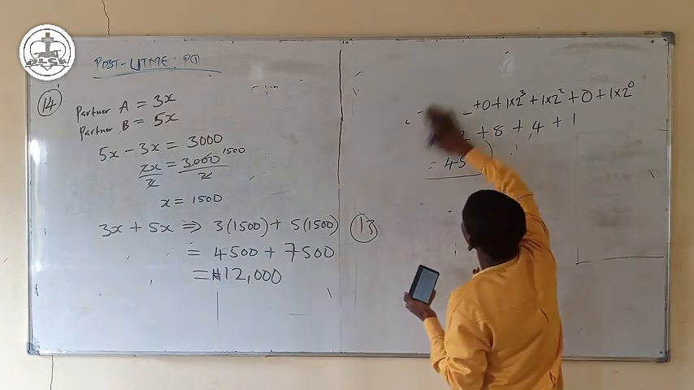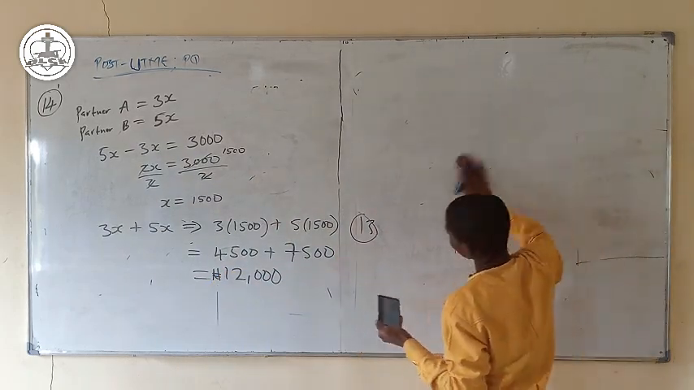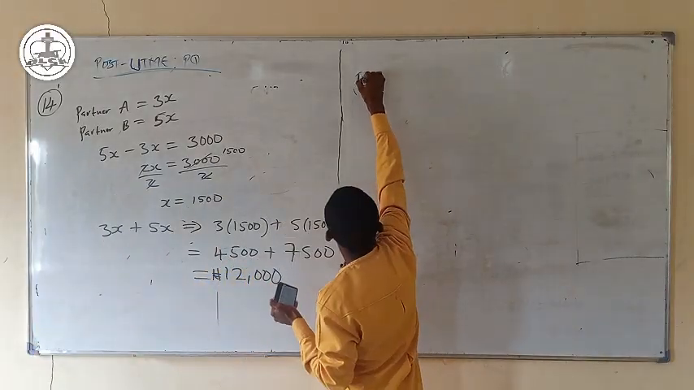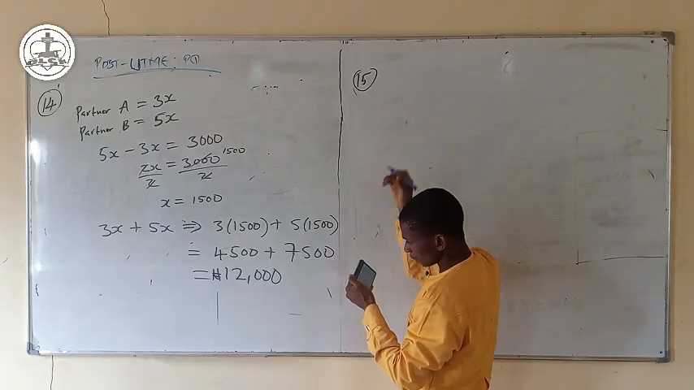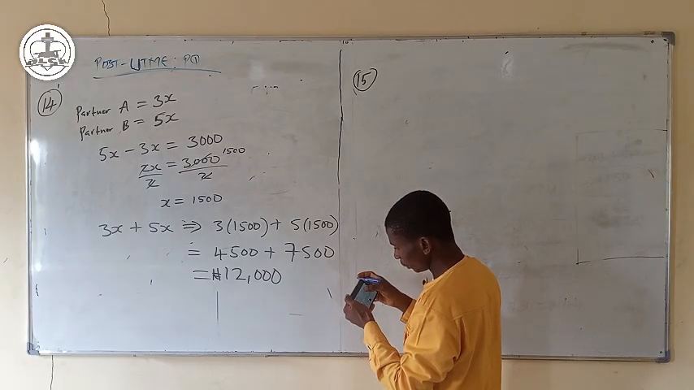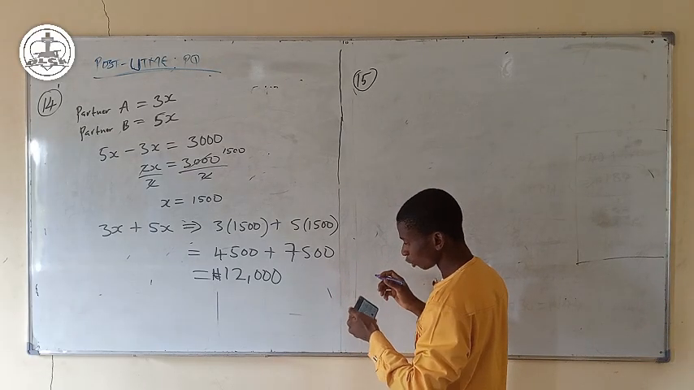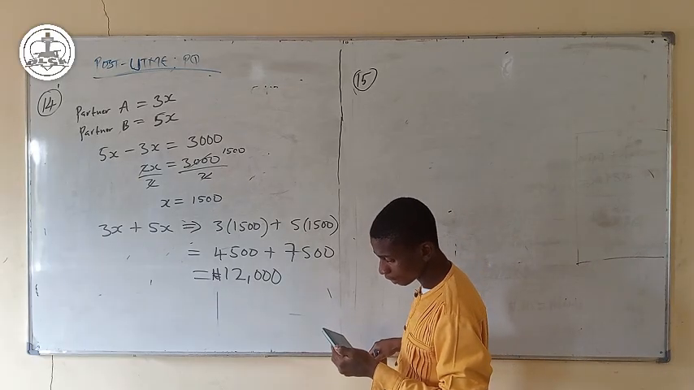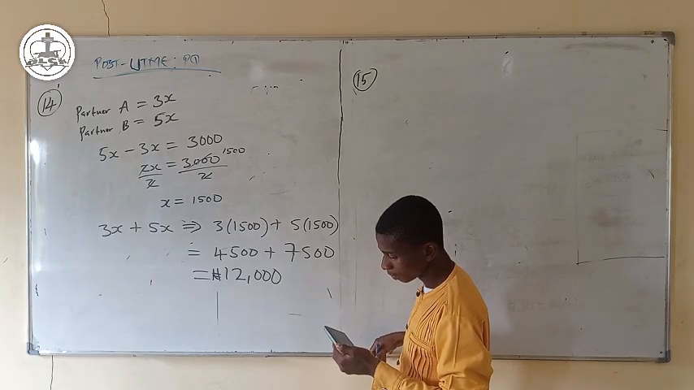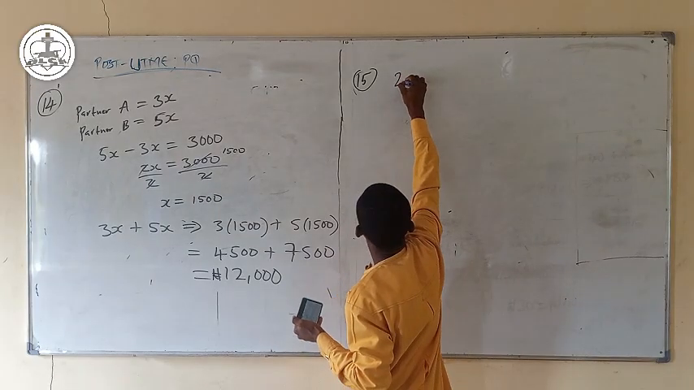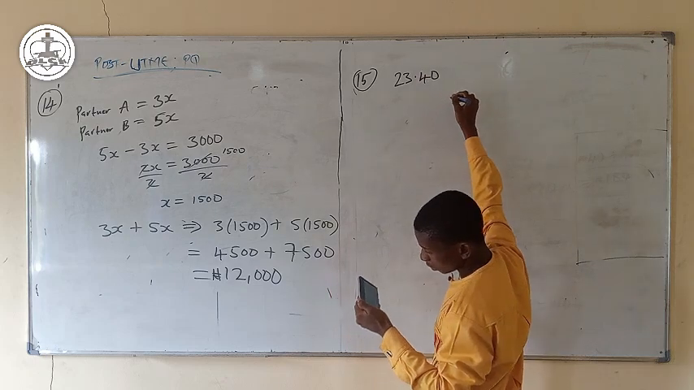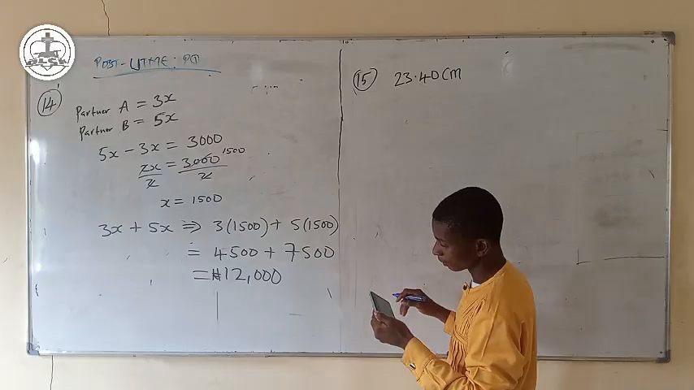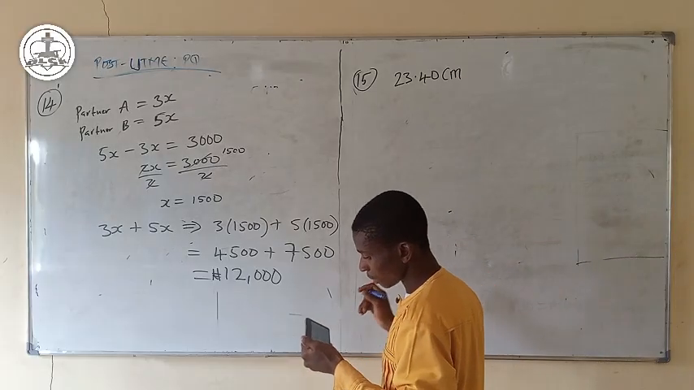Here, what do we have? We have the diameter of a metal rod measured as 23.40 centimeters to 4 significant figures. What is the maximum error in the measurement?